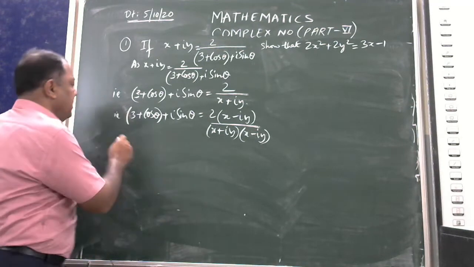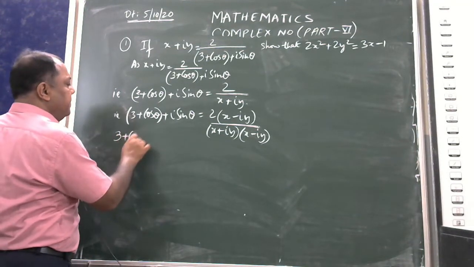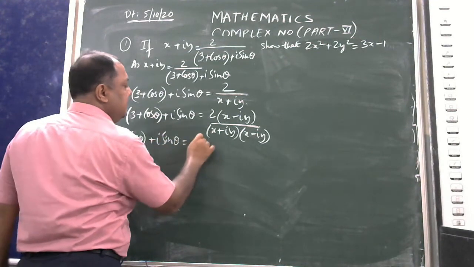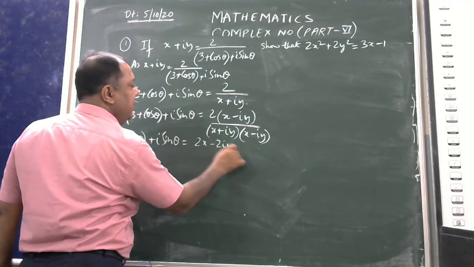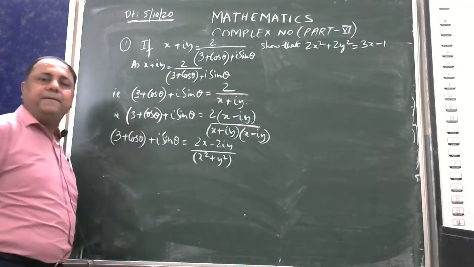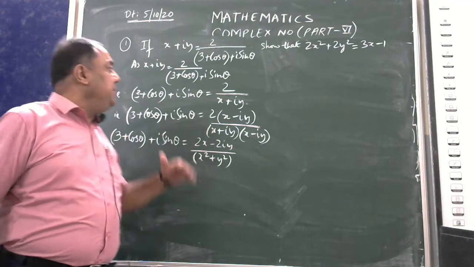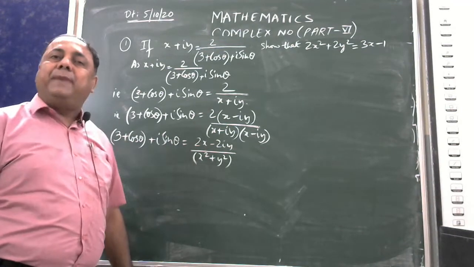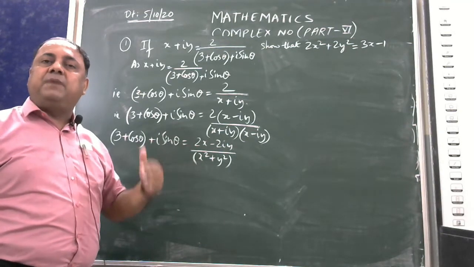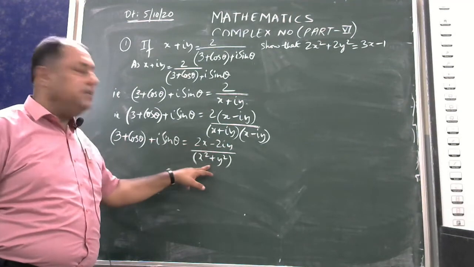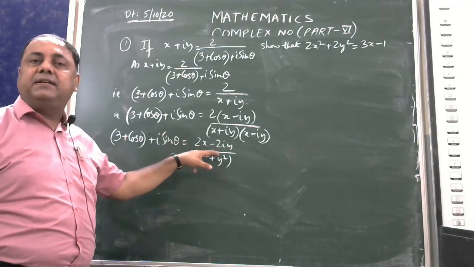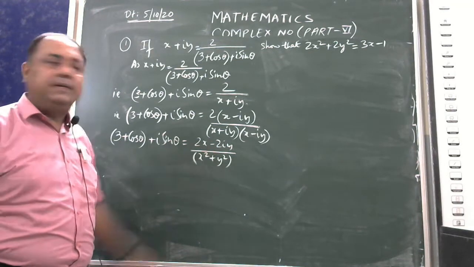So that my reference triangle remains 3 plus cos theta plus i sin theta, that is 2x minus 2iy divided by x squared plus y squared. I have multiplied numerator and denominator by the conjugate of the denominator, z bar, that is x minus iy. The denominator is my real part, x squared plus y squared, and in the numerator it is 2x minus 2iy.